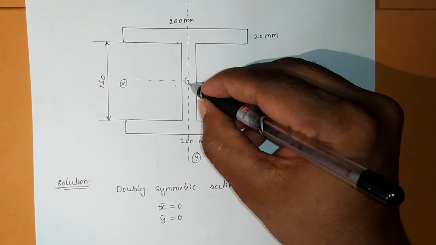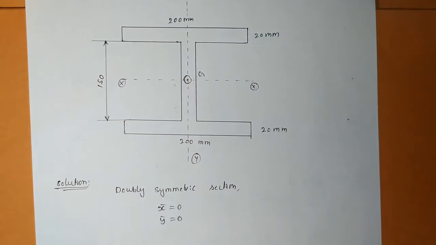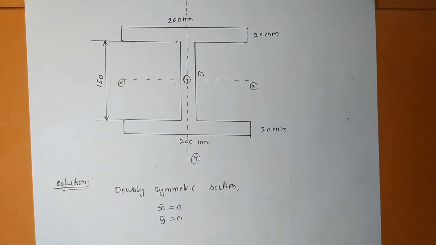This is the centroid of the doubly symmetric section. So x bar is 0, y bar is 0. That's it. No need to find out x bar and y bar. This is the final answer.